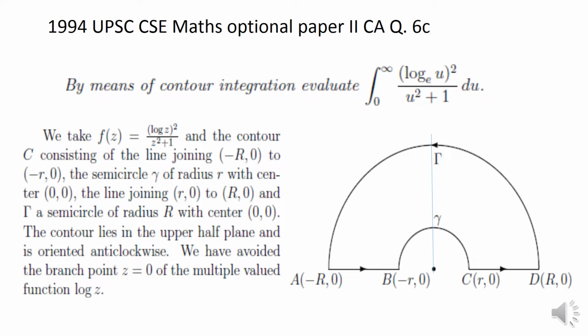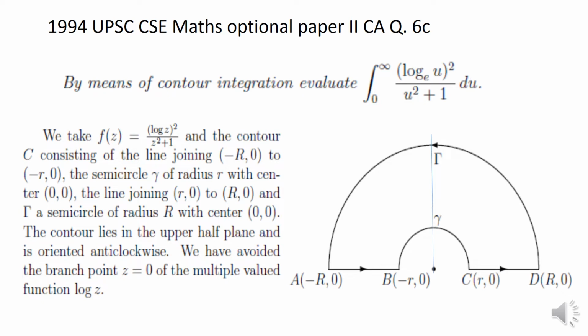So the whole contour has been divided into four parts: that is, -R to -r, then gamma, that is -r to r, then r to capital R. This is basically the x-axis we are taking, and R is very large, tending to infinity. Then in this direction along the semicircular arc tau, that is R to -R, and this is 0, which is a branch point, and due to the multiple valued function log z we have avoided this point. So this is the contour.